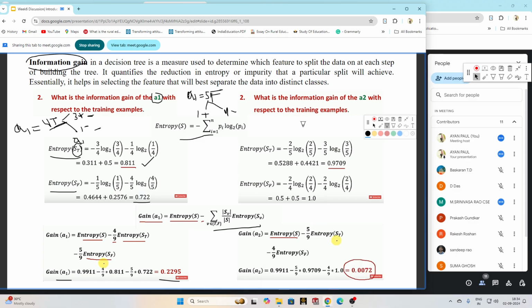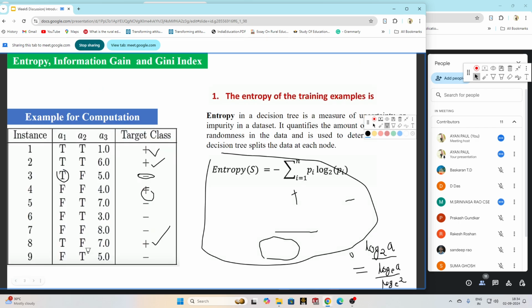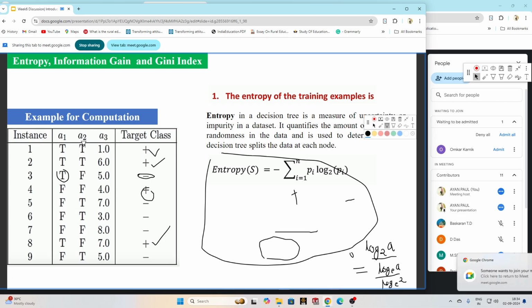In exactly a similar way, we will find the information gain of A2. In A2 again we have this same thing, true as well as false set, means we have two classes. Here we have 1, 2, 3, 4, 5: 5 true examples and 4 false examples. In the 5 true examples, we have two positive and three negative.